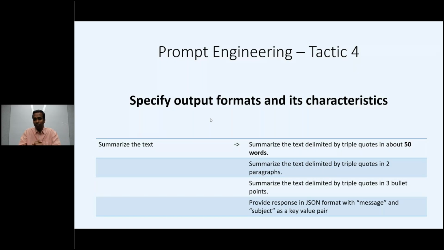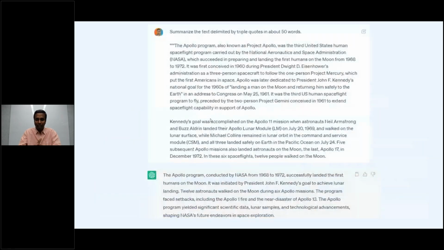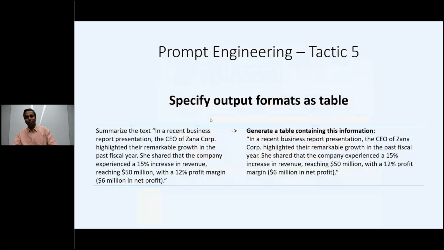Here is a bunch of examples I've given that you can use to specify the output format. Here's an example where I've used the Apollo program in terms of moon landing, and I've given a piece of text and asked it to summarize in about 50 words, and ChatGPT did an amazing job. Let's move on to the next element, where I talked about a general kind of output. Here, you can output any kind of text into a table format, easy for a human being to synthesize the data.